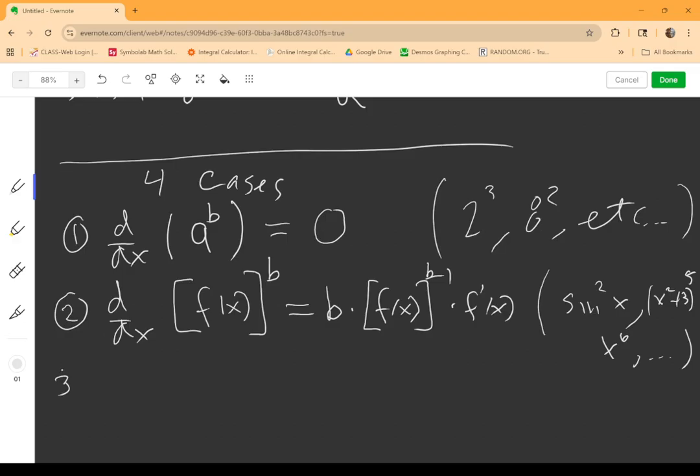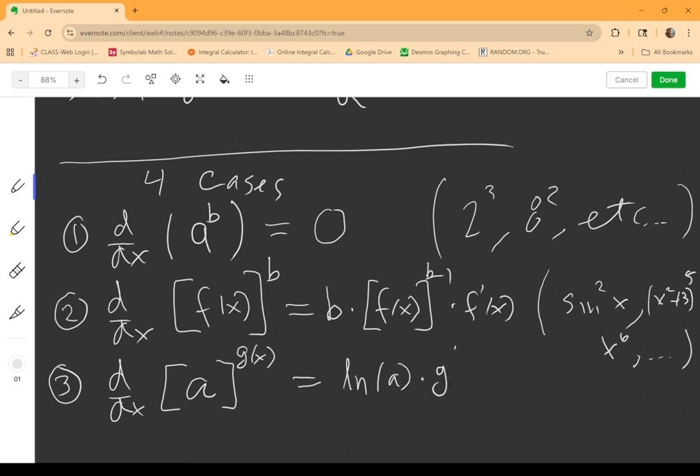All right, a third case is one where we switch it up, where we have our base to be a constant, right? But our exponent to be some function of x. So for something like this, we would do our formula: ln of a, the natural log of the base, times the derivative of g of x, and then here, a to the g of x. Think of something like 2 to the x, 3 to the root x, 5 to the cosine of x, or something like that.